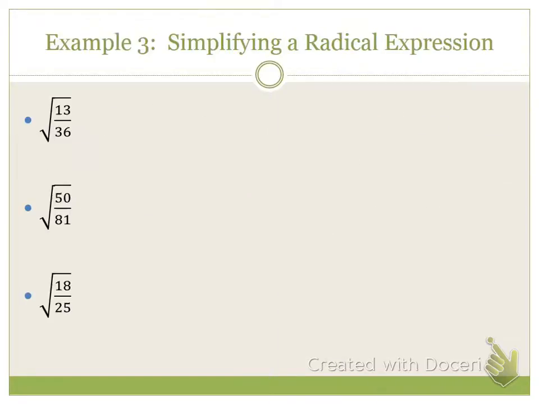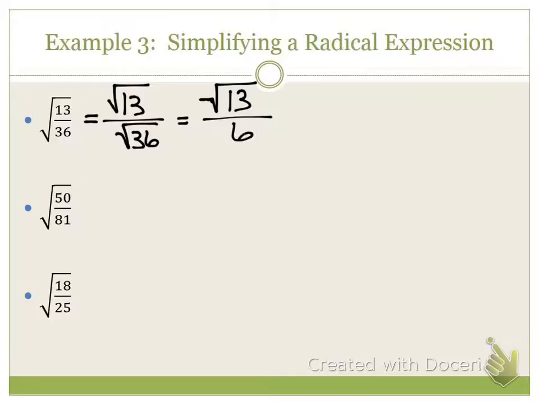Here's how it looks in an example. The square root of 13 over 36. Okay, I can't just divide 13 over 36, but I can split it up. Square root of 13 over the square root of 36. Can I take the square root of one of those numbers? 36. What is it? 6. So my answer is the square root of 13 over 6.